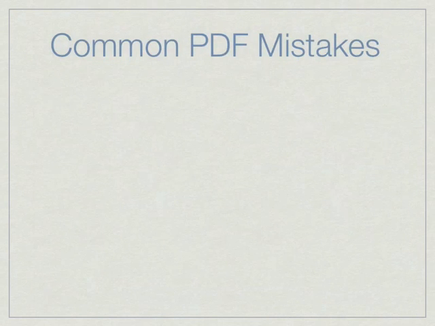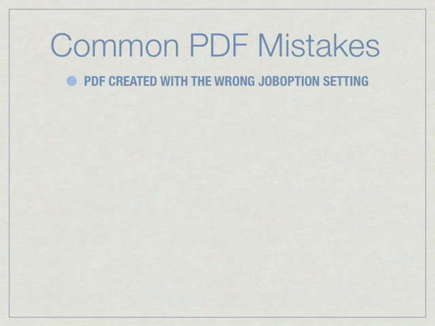So now we've shown you how you can find many issues in Acrobat by checking the PDF Preflight. Now let's talk about a lot of the common mistakes that we do see. The biggest one is that we see a PDF that gets created with the wrong job option settings. And the way that we can tell is in a lot of cases that'll come in without bleed or the proper crop marks in place.